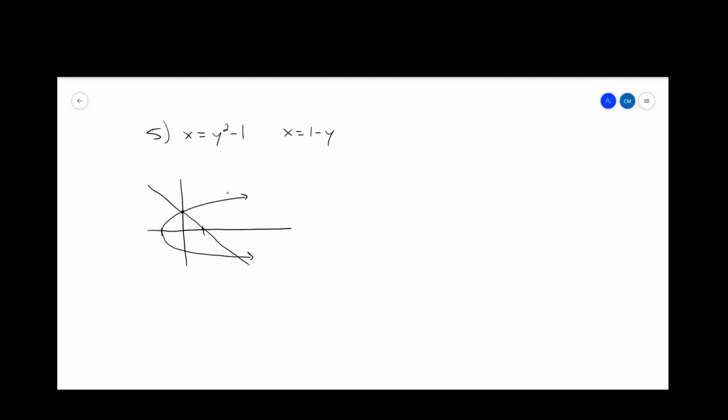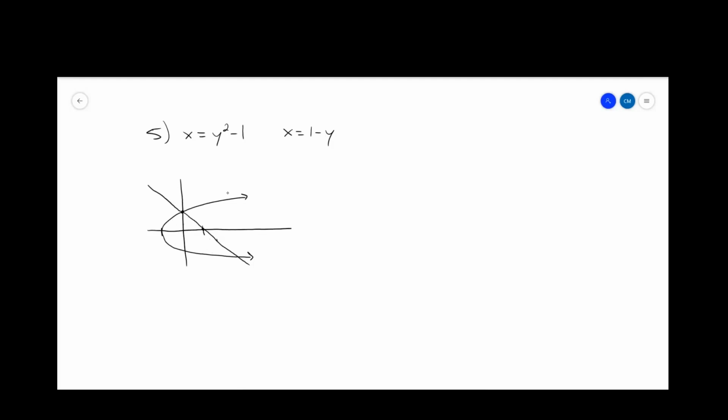Okay, so from here, you can see that clearly they intersect in 2 places. And so the region that we're looking for is right here. That's the region that we want. And then how do we deal with something like this where the functions are defined in this way, x equals f of y?